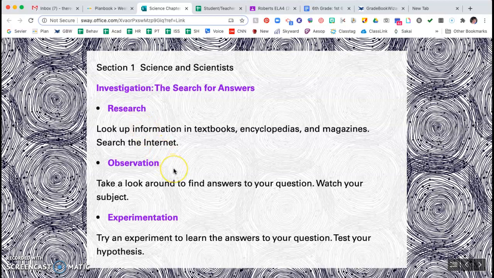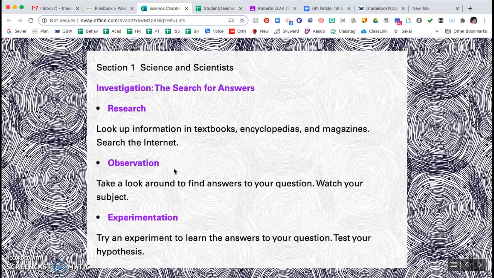The second step in investigation is when you observe things. So, observation. You just take a look around to find answers to your question. If you're studying something such as plants, you would have your attention on those plants and you would watch them. The next is experimentation. You actually do that experiment. So if you've ever done a science fair project, you've gone through these steps. So you try an experiment to learn the answers to your question.